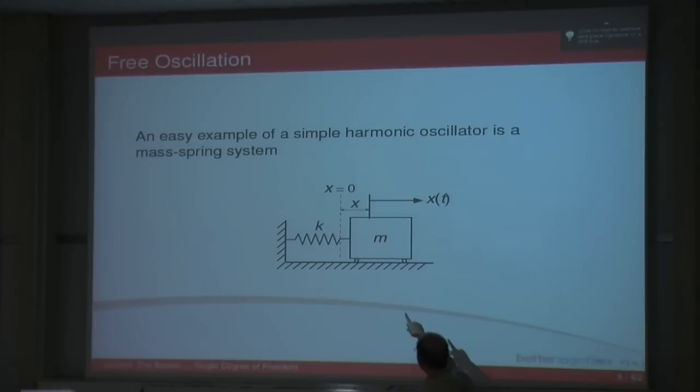And when that line is at x equals 0, it's in equilibrium position. If you left it alone, it's not going to move. But if I extend the spring by moving it a distance x, which is indicated there, in the positive direction, which is indicated by the x of t being in this way, then there's going to be a restoring force created by the spring that's going to try and pull the mass back to the equilibrium position.